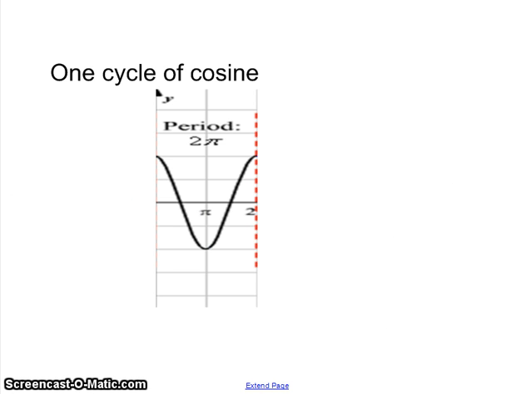Okay, this is what one cycle of cosine looks like. Over here is 0, and over here is 2 pi. All right, please sketch one cycle of the cosine. The period of cosine is 2 pi. It's the same as sine, it's just shifted over.